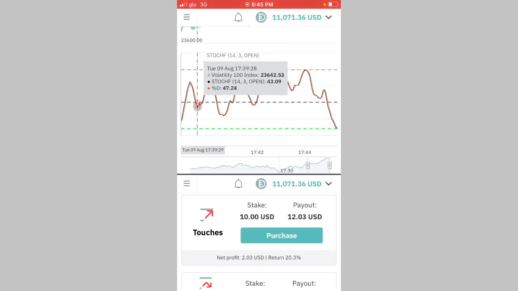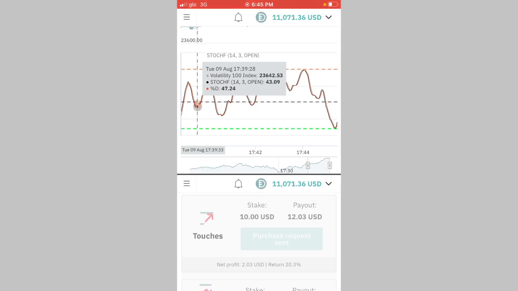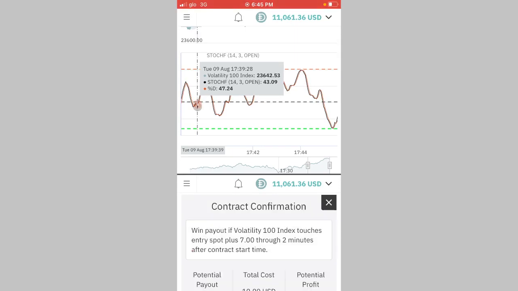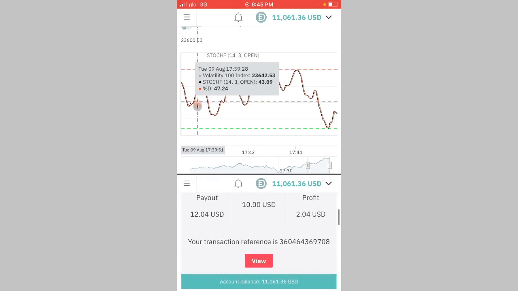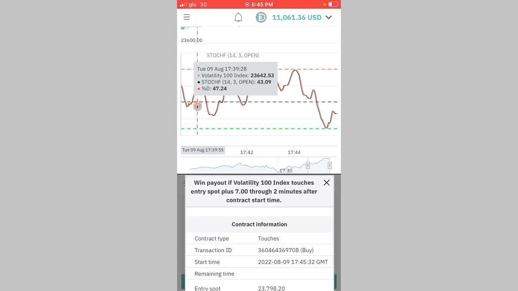So it's at the support zone now. It has crossed, then I'll purchase. So I have to purchase. Then I've purchased. You can see my balance now is 11,061.36 USD. Then we wait for it to touch. We click on view to see how it's going.